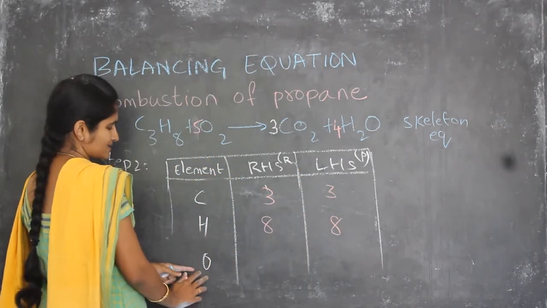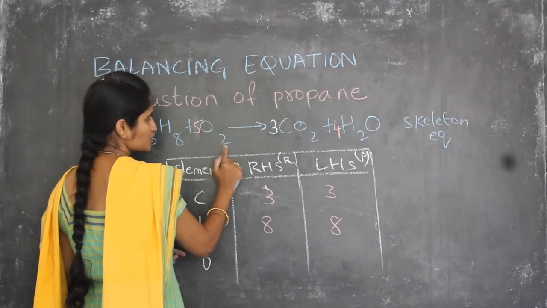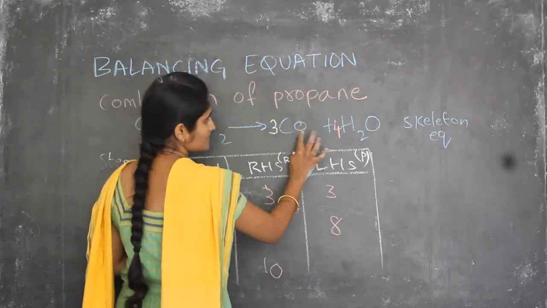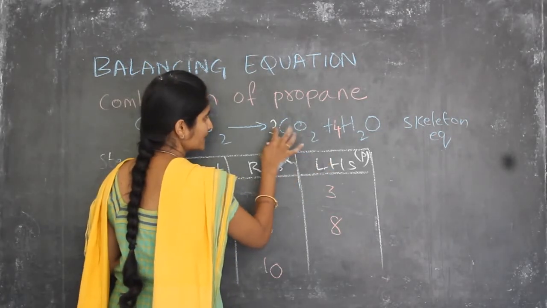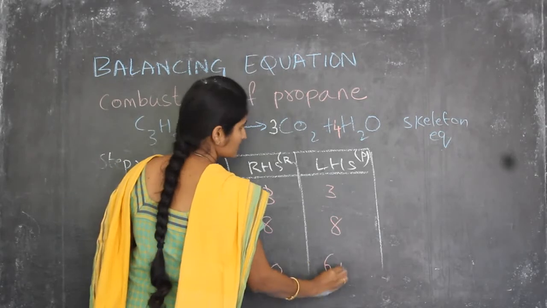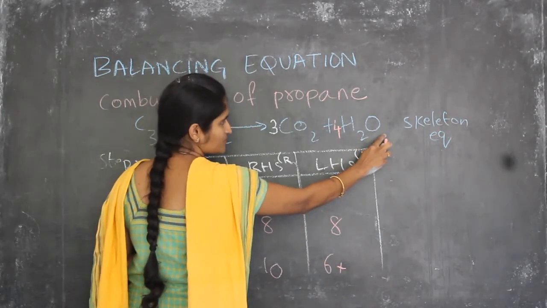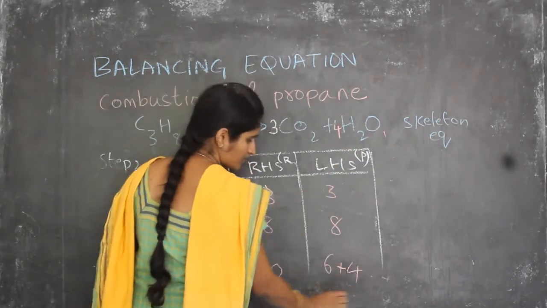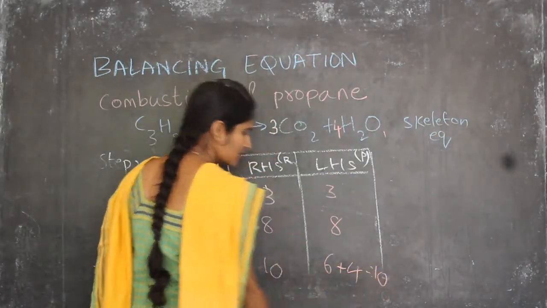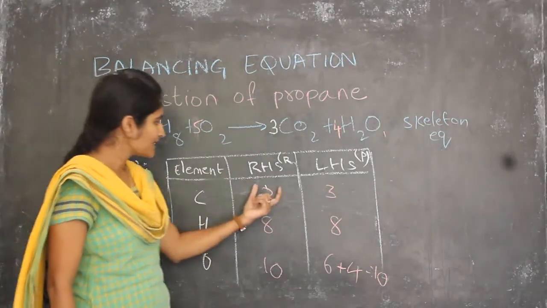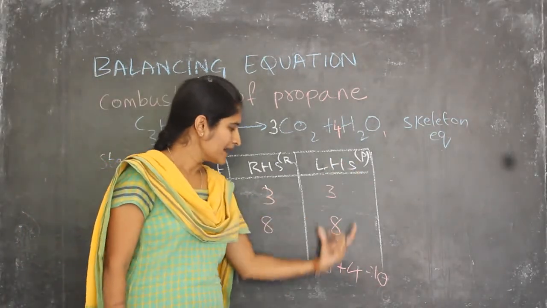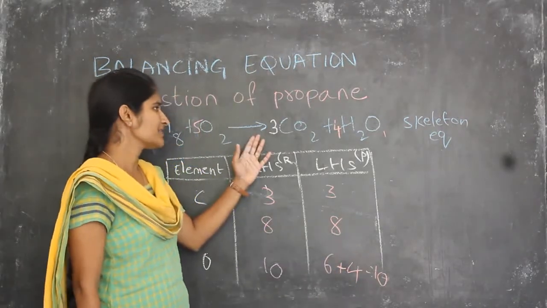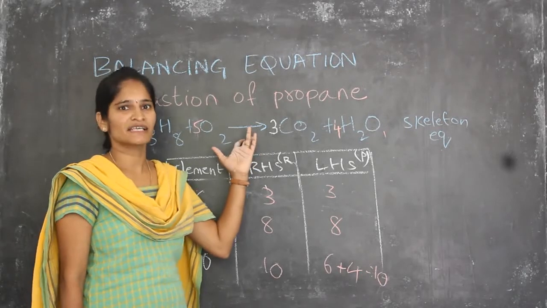Next, oxygens. Oxygens, subscript is 2. So 2 into 5, 10. And here oxygen subscript is 2. So 2 into 3, 2 3s are 6, plus here oxygen subscript is nothing, so we will assume it as 1. So 1 into 4 is 4. So 6 plus 4 is also 10. Is it clear? See now, the RHS side atoms and LHS side atoms are same. So this equation is called a balanced equation.